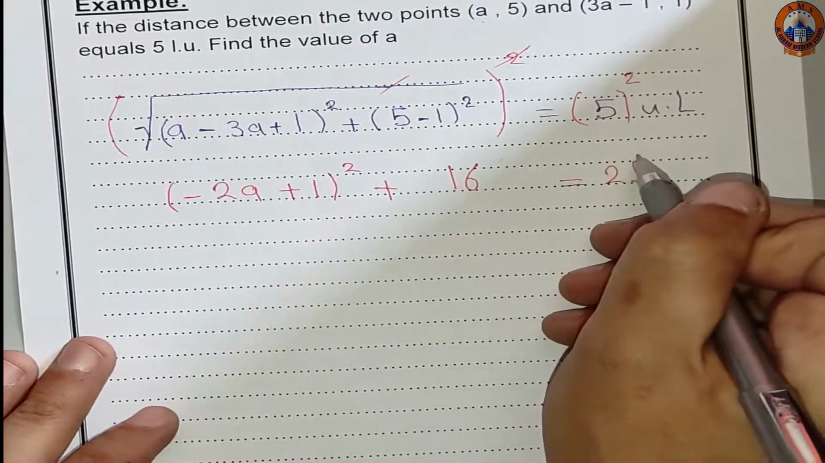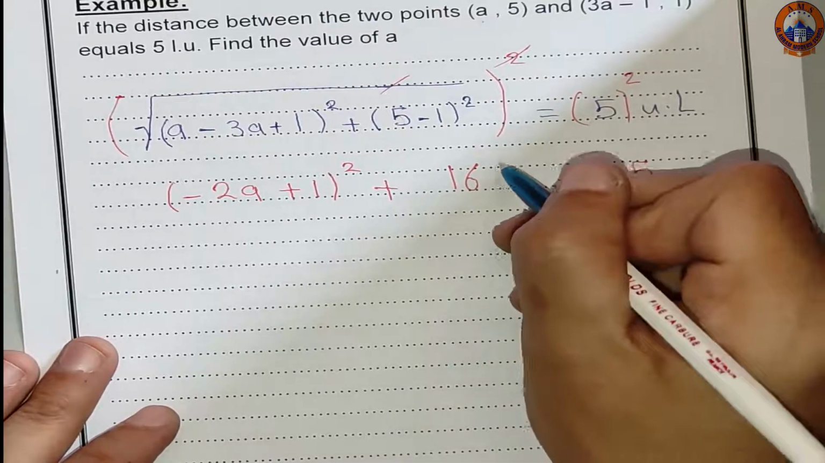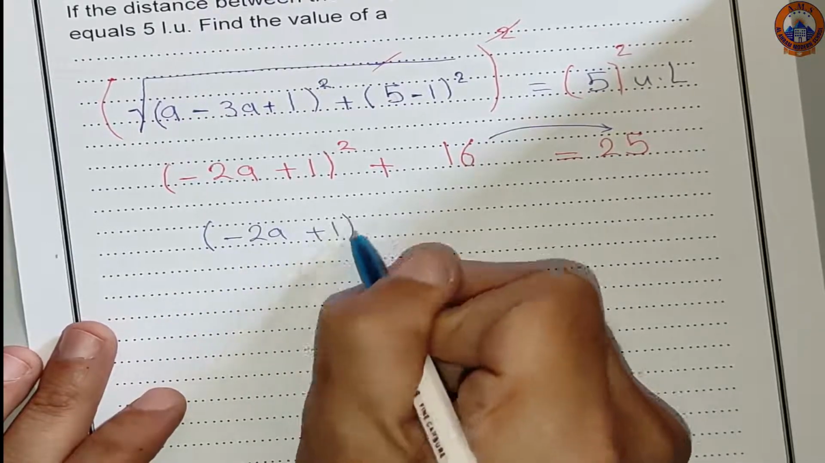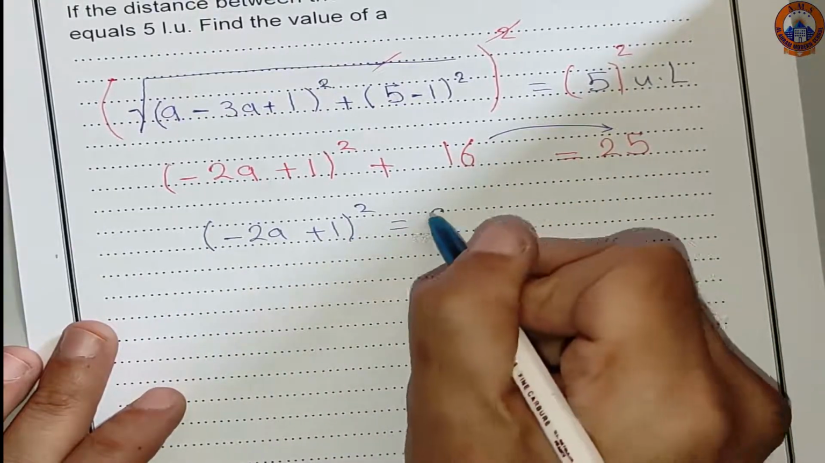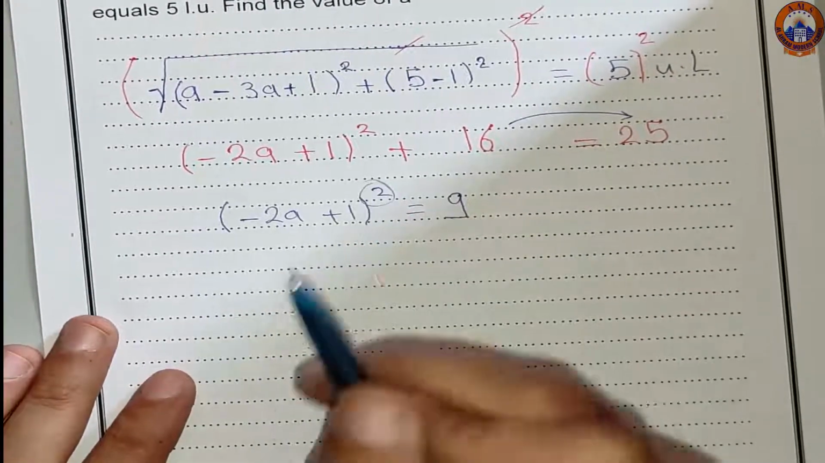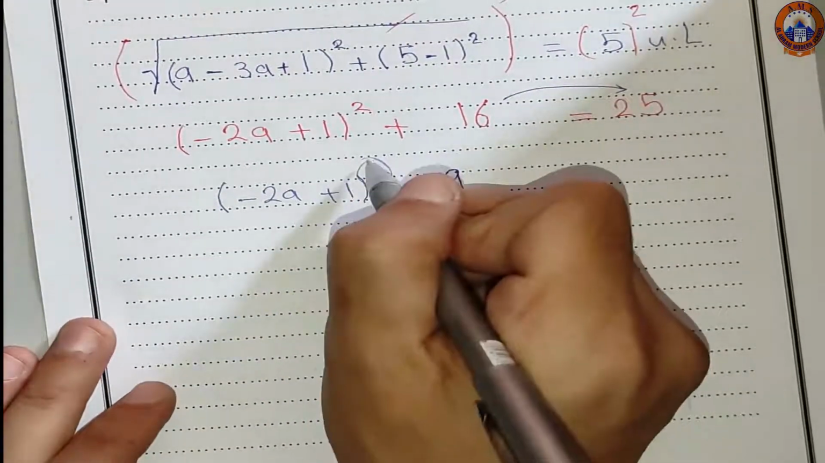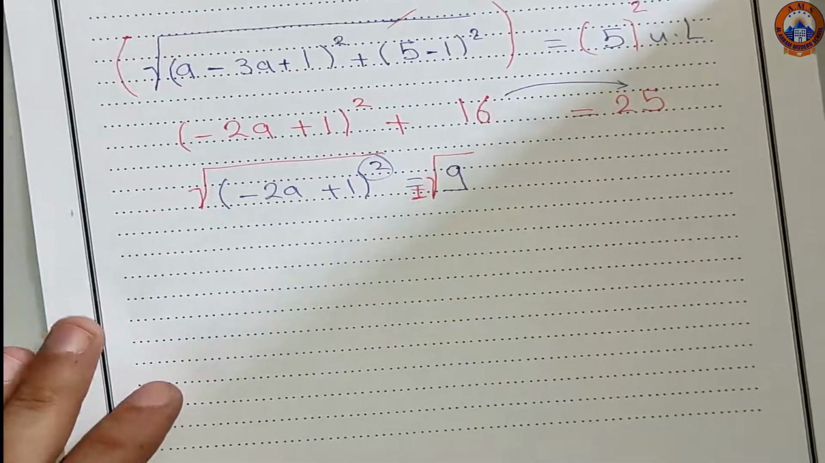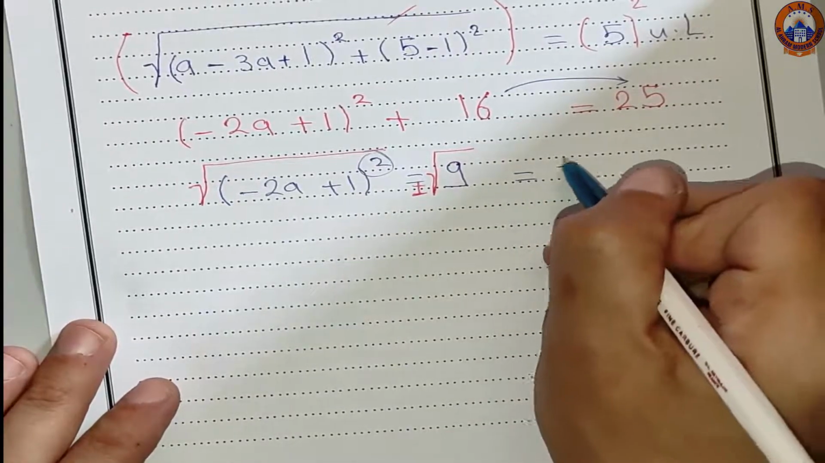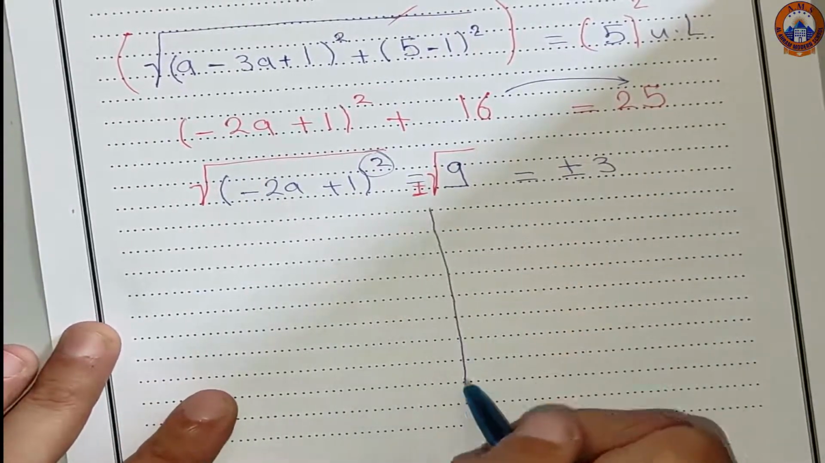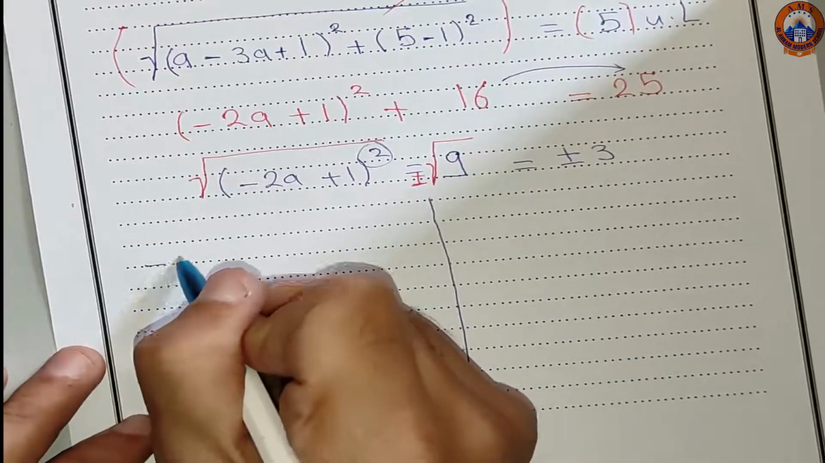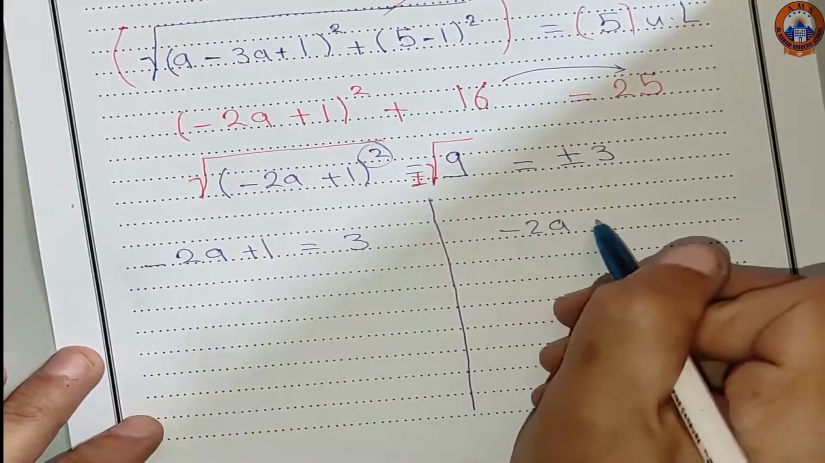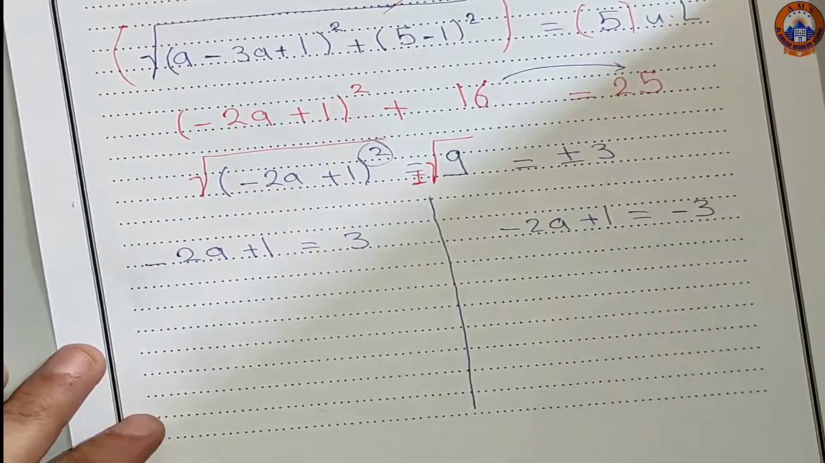I'm going to move 16 to the other side, so negative 2a plus 1 squared equals 25 minus 16, which equals 9. If I want to remove the power 2, I'm going to take the square root of both sides, and don't forget positive or negative. So this is equal to positive or negative 3. I'm going to divide the paper into two parts. So negative 2a plus 1 either equals 3, or negative 2a plus 1 equals negative 3.